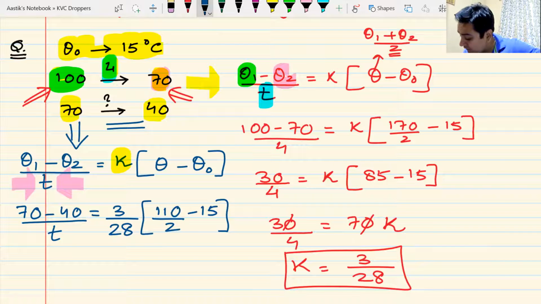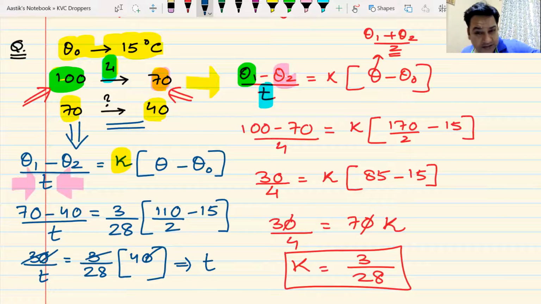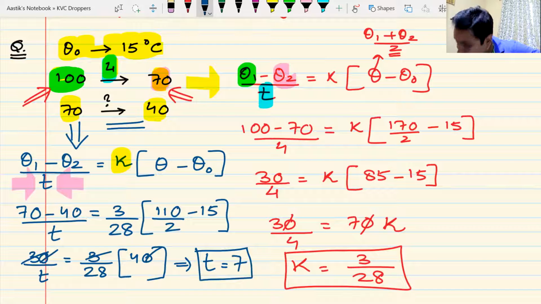So let us see, how do I solve this? This is 30 divided by T is equal to 3 divided by 28. 110 divided by 2 is 55. 55 minus 15, I hope I'm correct this time, is 40. 10 and 10 go here, 3 and this go here. So I have the value of T, and the value of T is 28 divided by 4. The answer is 7. So the answer is 7 minutes. Do we understand this? Yes or no?